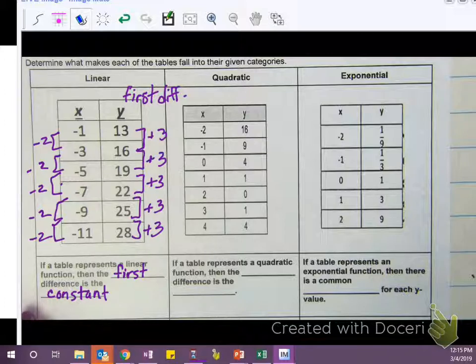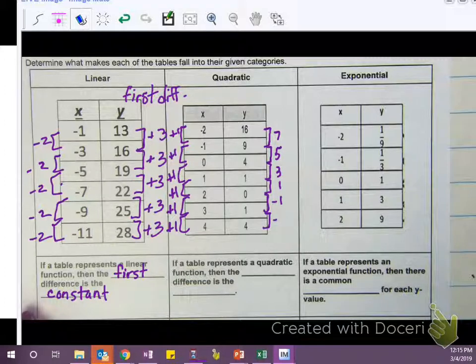All right, so now we look at the next one. These are going up by 1. So they are a constant difference apart. But I look at my differences here. 16 minus 9 is what? And 9 minus 4 is? And 4 minus 1 is? And 1 minus 0 is? And 0 minus 1 is?